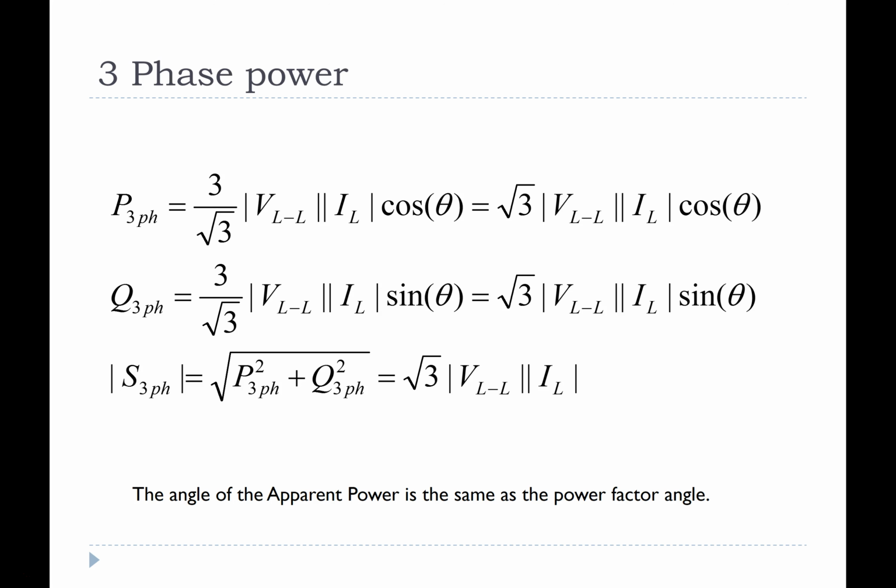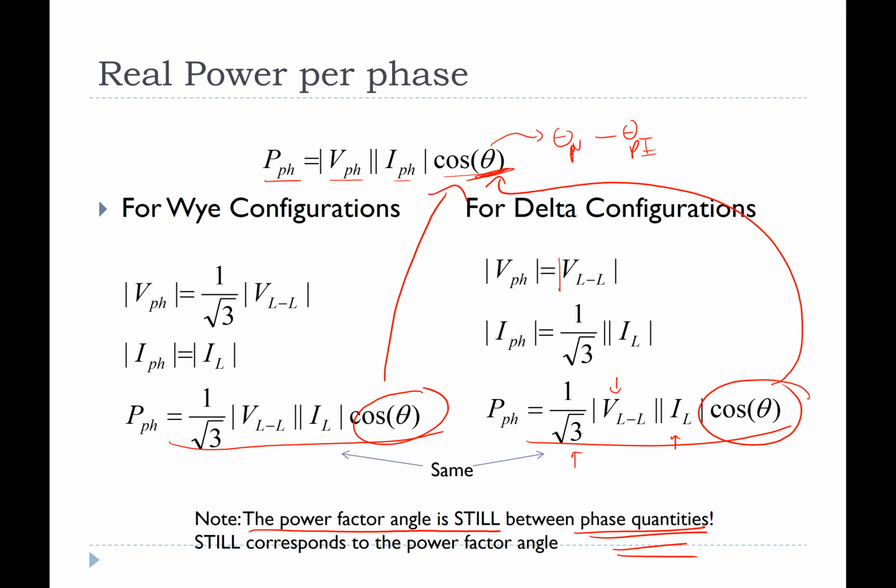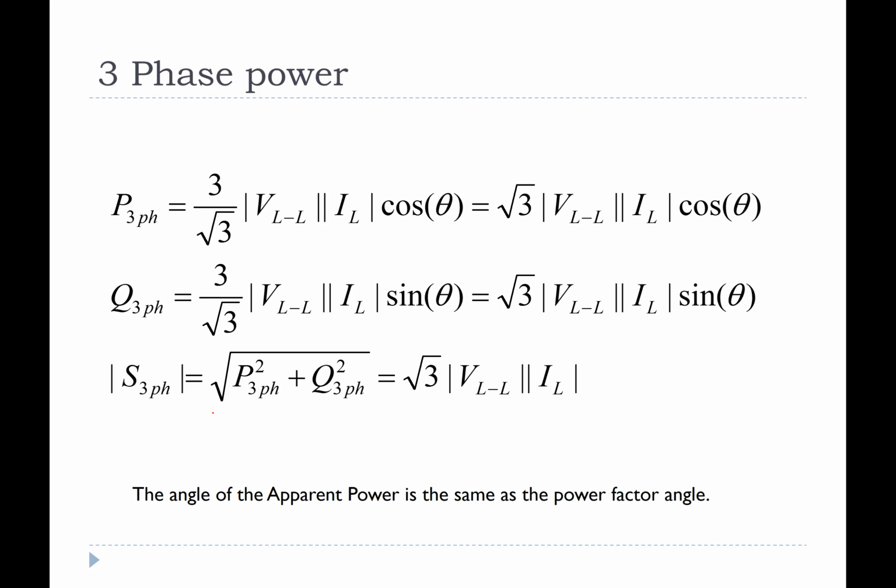So for three-phase power now, it's simply 3 times the single phase power. Remember, the single phase power was 1 on root 3. We multiply that by 3 and we get 3 on root 3, which happens to be root 3. So root 3 V line to line, I line, cosine theta is our 3-phase power. And the same thing, but with sine theta, is our reactive power.